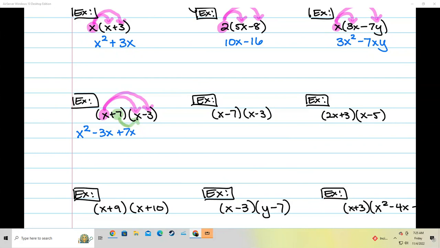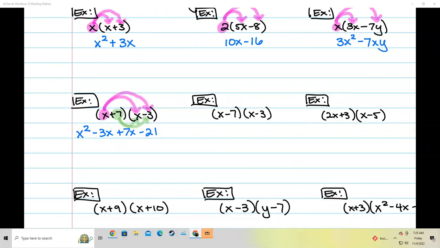This is going to be 7 times negative 3, which is negative 21. Now I am done distributing the 7 and I am done distributing the x. I'm done distributing overall, so this problem is almost done. The only thing we need to do is combine like terms.